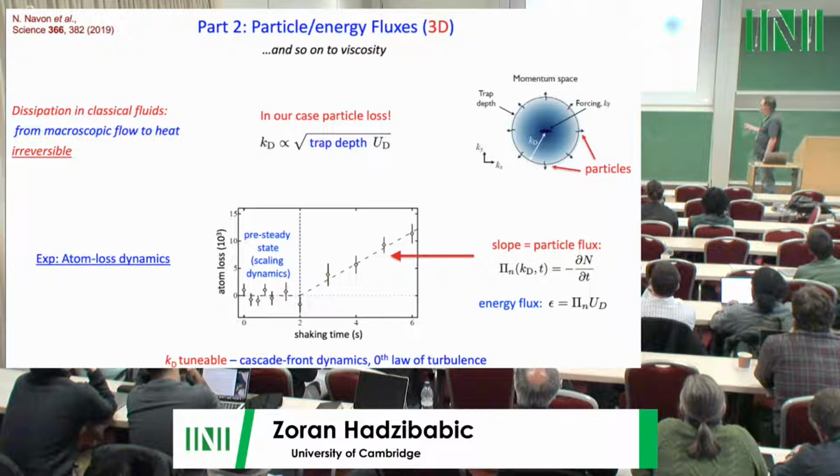Initially, there is no loss. This is the pre-steady state where you see the dynamic scaling. And then beyond some time, you get this constant loss, which gives you the particle flux, from which you can trivially get the energy flux.